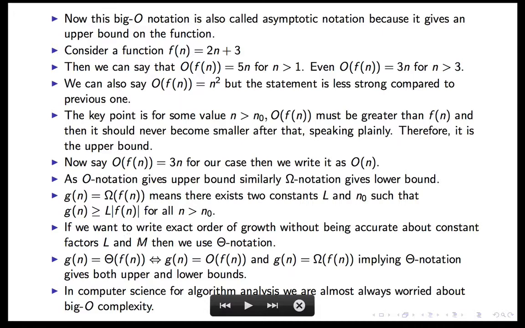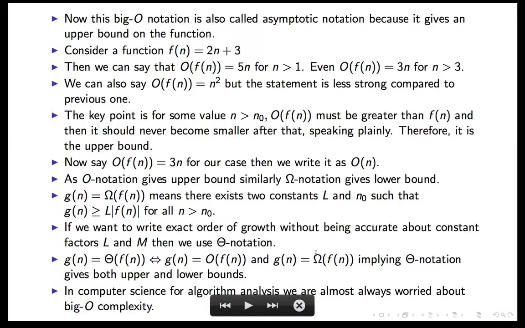Now theta notation is used for both lower bound and upper bound, but then we do not worry about constants. So if G(n) is theta of F(n), then that implies that G(n) is equal to big O of F(n) and G(n) is equal to omega of F(n).